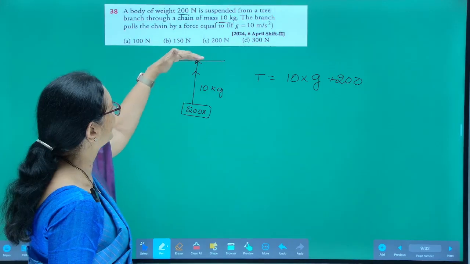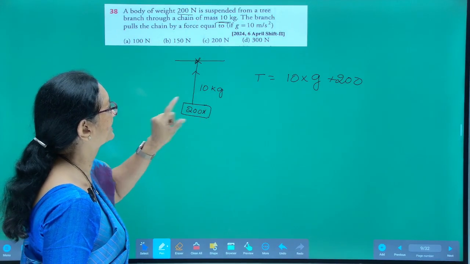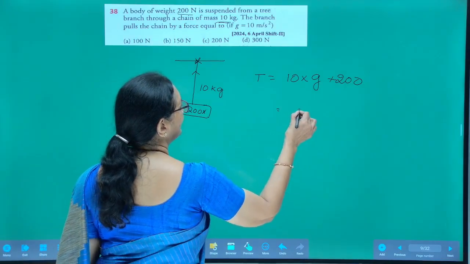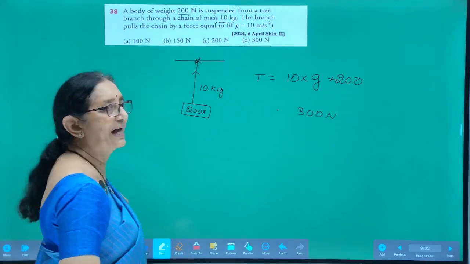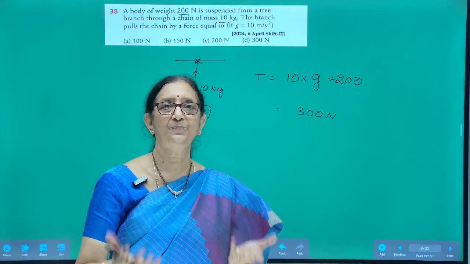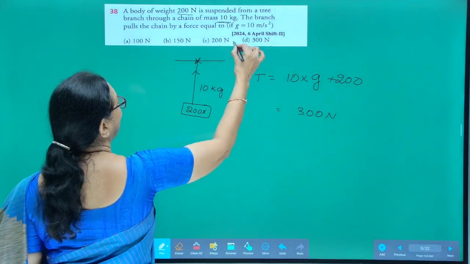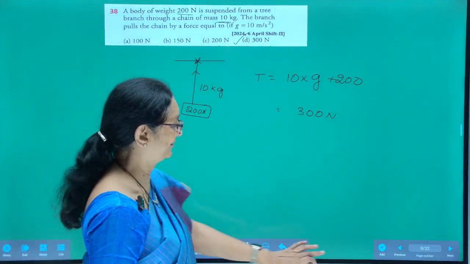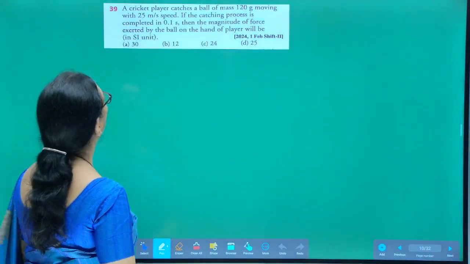The total weight suspended from the tree is 10 into 10, 100 plus 200, it is 300 Newton. So, the weight pulls the branch with a force of 300 Newton. In turn, the branch pulls the load with the same force, that is 300 Newton. That is too simple, isn't it? Yes? Now, move on to this.